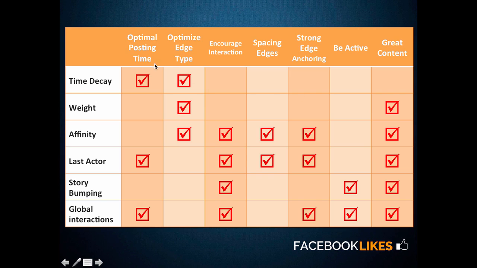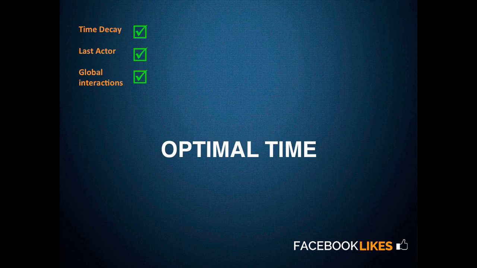Posting at optimal time, optimizing your edge type, encouraging interaction on your post, spacing your edges, strong edge anchoring, being active, and having great content are all really important strategies to employ to ensure your content gets the most engagement and most exposure possible. Let's break them down one by one.